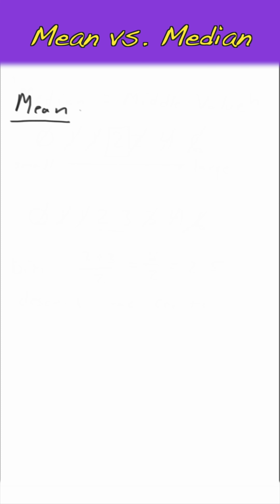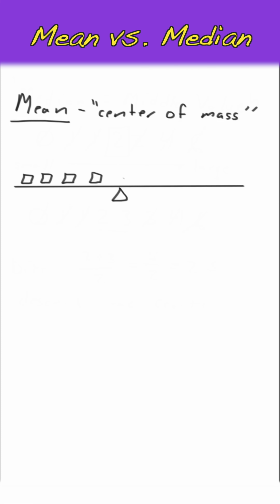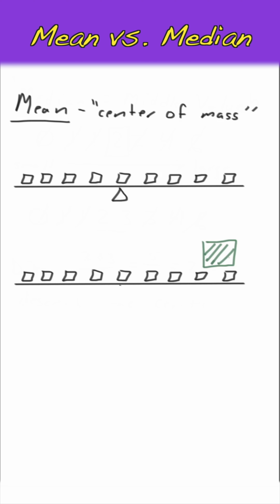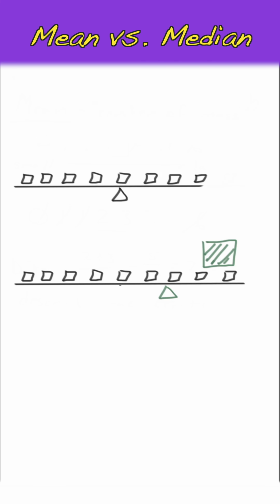The mean works differently. It's more like a balance point or center of mass. Imagine a bar with weight evenly spread across it. It balances in the middle. But if we place an additional heavy weight to one side, the balance point would shift towards that side. Data works the same way.